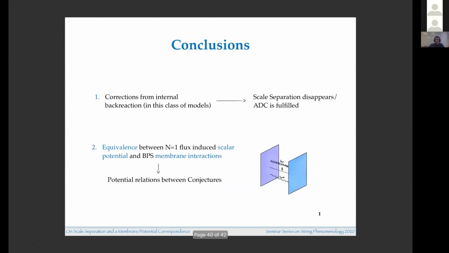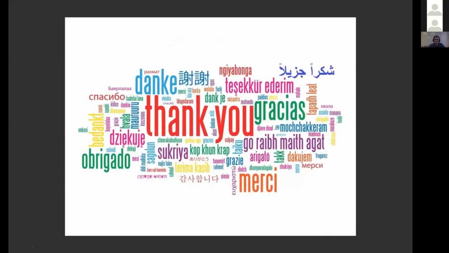So I think I'm a bit over time, so I will just stop here and let me remark these two things. The first one is that this correction from the internal backreaction, at least in this class of models, is crucial to study scale separation. So one could think that definitely the naively obtained results from the EFT are not enough. And the second, that there's this equivalence between these two pictures, the potential and the membrane interaction, that could lead to relations between these conjectures. So that's it. Thank you very much.